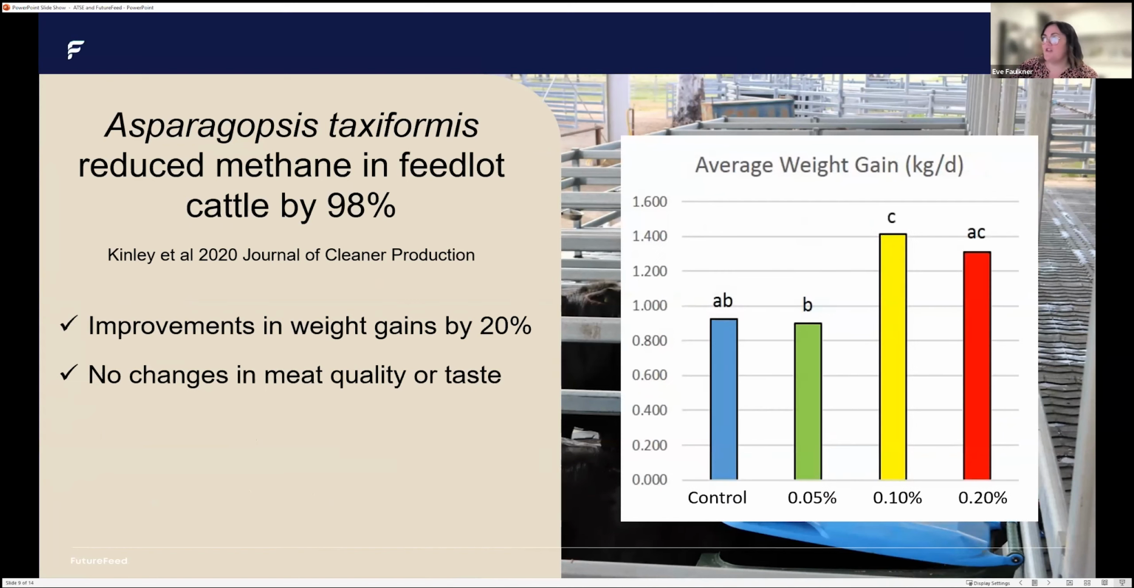And what it also showed, very excitingly, was improvements in weight gains. So in this one, we saw a 20% weight gain improvement in the 0.2% inclusion, with no changes in meat quality or taste. The numbers around the productivity are a little noisy, so we're doing a larger scale demonstration of that this year to get some more statistically relevant data, but the early indicators have been very positive.